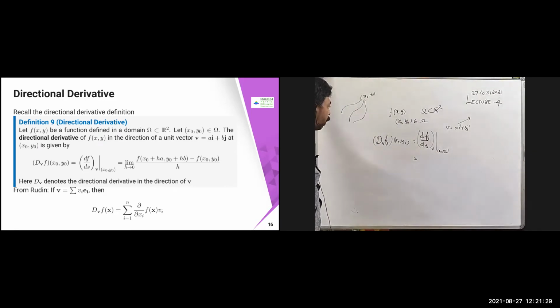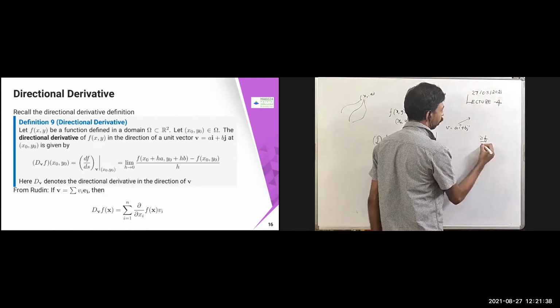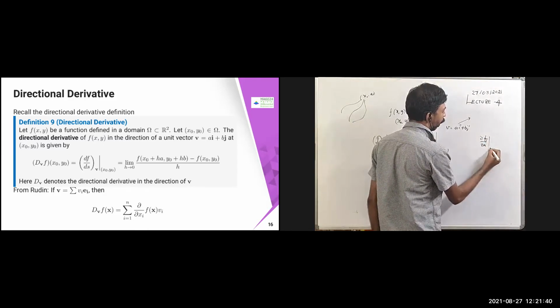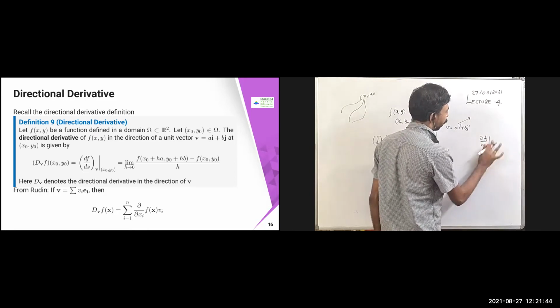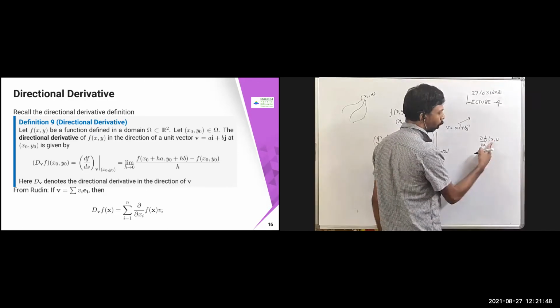So how am I going to define that? Again it is a df by ds that I'm going to define. See, in the case of dou f by dou x at y equal to b or x equal to a, I define it like so. For example, if I define dou f by dou x at a comma b, in this case y is fixed. Only x will be varying.